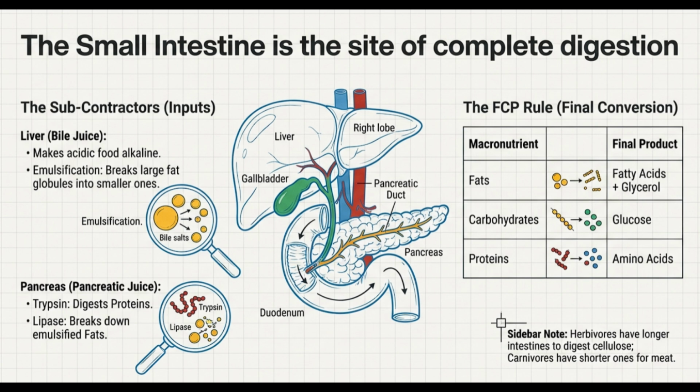Here, the liver and pancreas come into action. The liver secretes bile, which helps break down fats into smaller particles, making them easier to digest. The pancreas adds its own digestive enzymes like trypsin to digest proteins and lipase to break down fats. The small intestine is the real powerhouse of digestion, where all the macronutrients, fats, carbs, and proteins are broken down into their simplest forms: fatty acids, glycerol, glucose, and amino acids respectively.